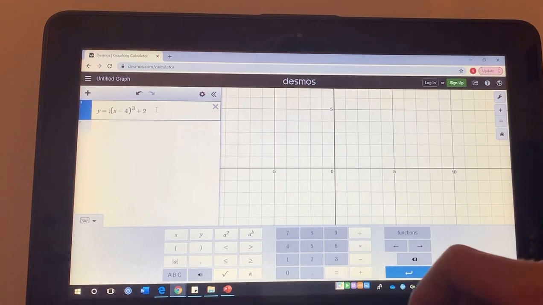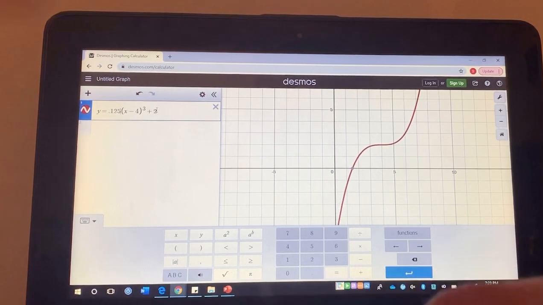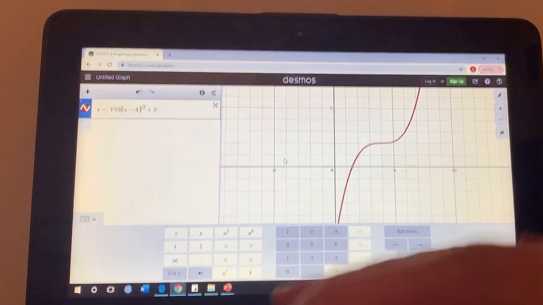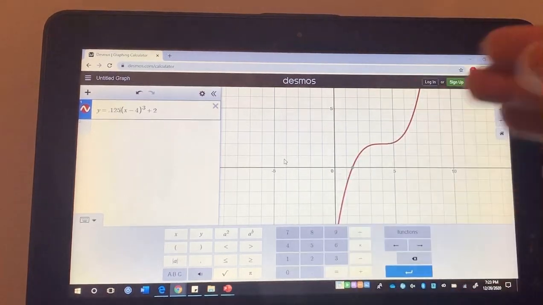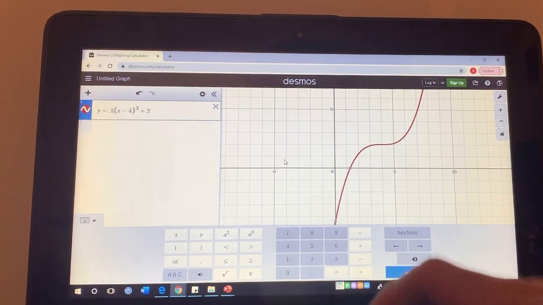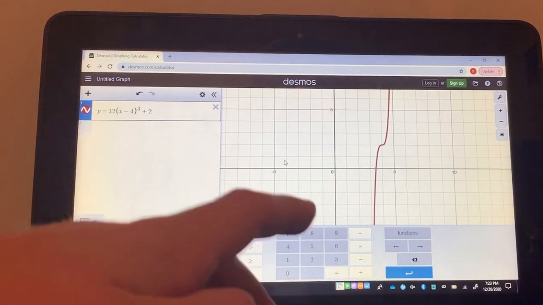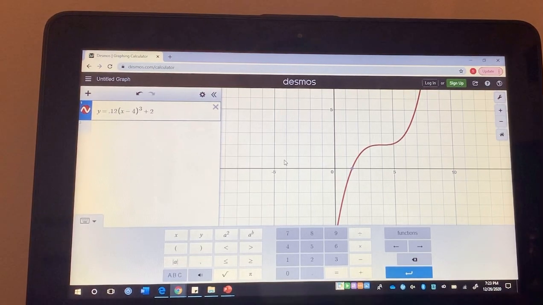And if we have 0.125, something like that, then we just go over 2, up 1. Because again, it keeps shrinking. It gets skinnier and then wider, of course.